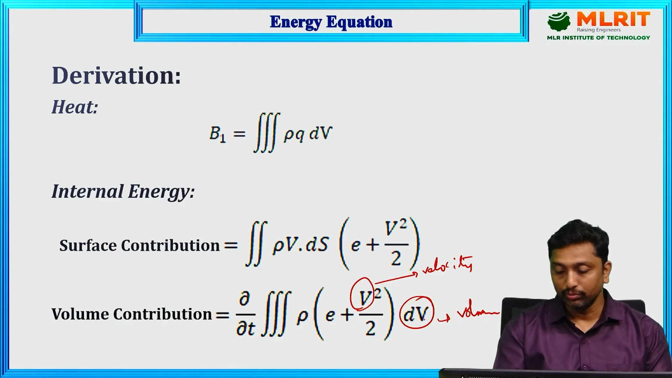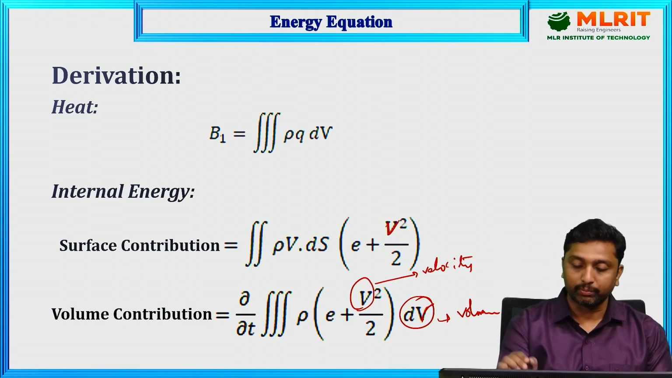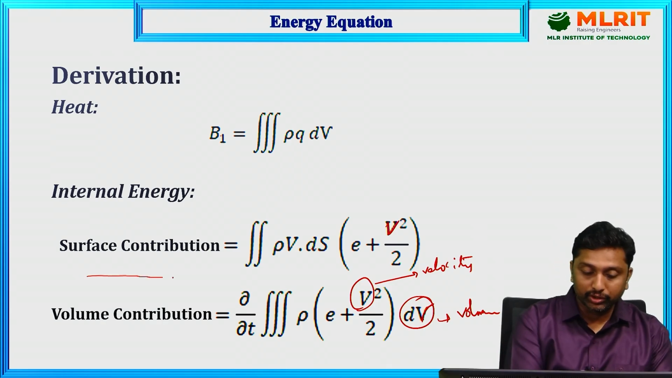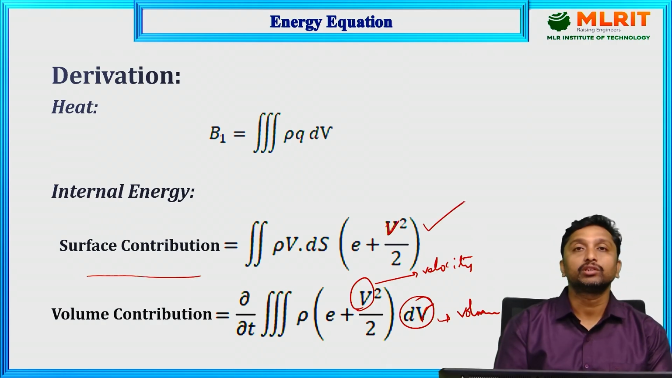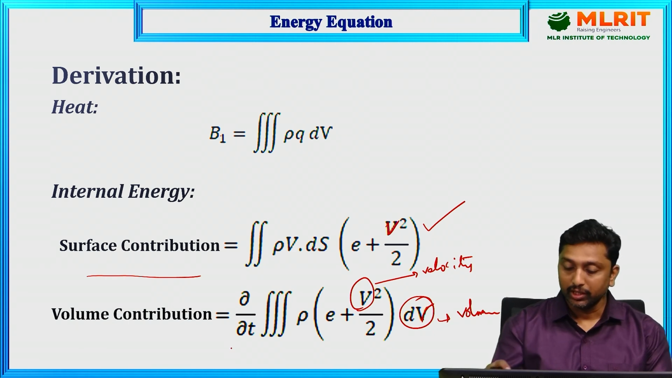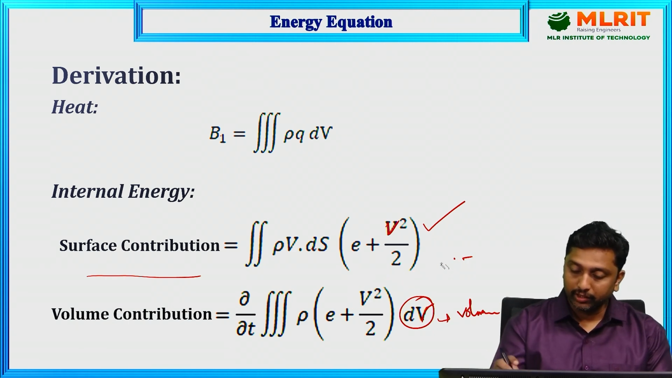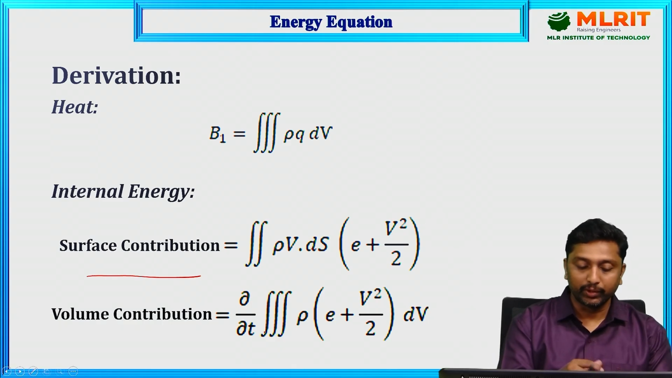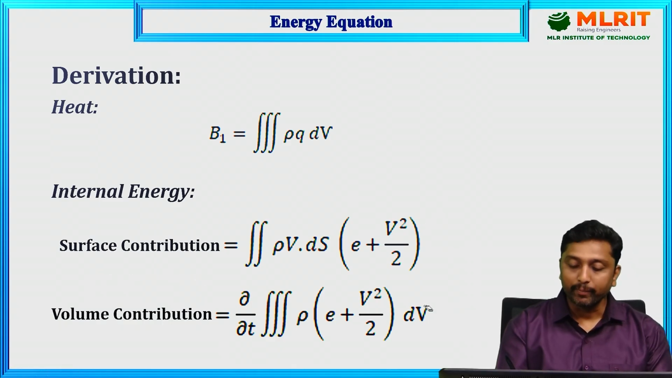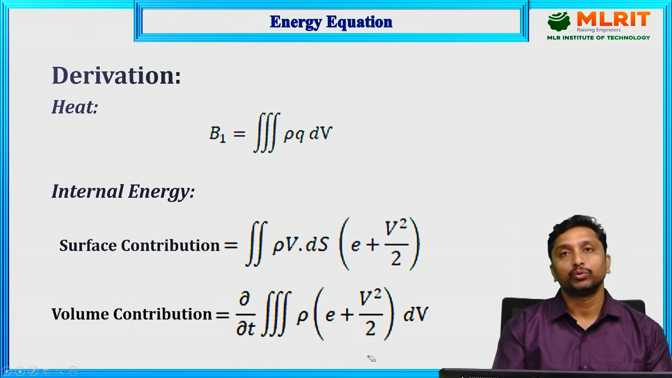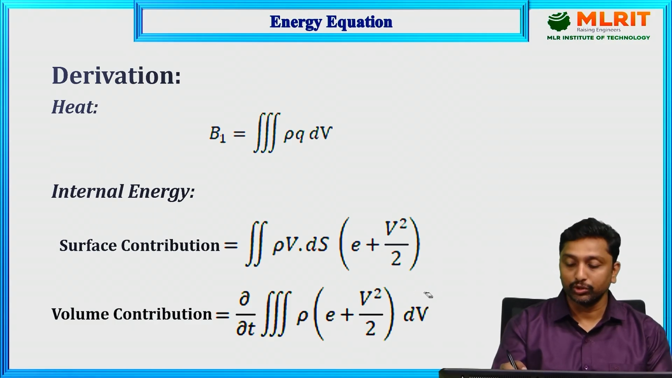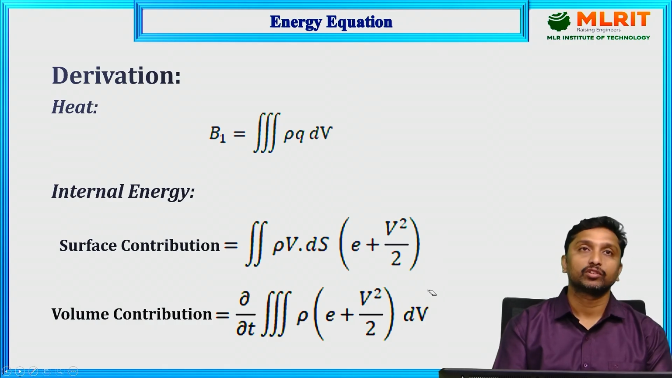You can see volume has a curved, right-side part and this is a flat part. So surface contributions can be predicted with this, and volumetric contributions can be calculated using this relation: dou by dou t of triple integral rho dV into E plus V square by 2. So these are the volumetric contributions to the change in internal energy.